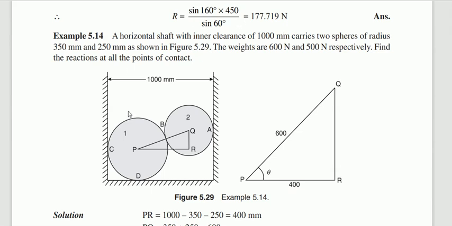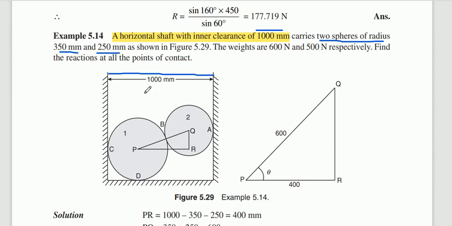So what is given? A horizontal shaft with an inner clearance of 1000 mm. You can observe here, this is the horizontal shaft, a box or any shaft. The inner to inner distance of this horizontal shaft is 1000 mm, that is given. This horizontal shaft carries two spheres of radius 350 mm and 250 mm as shown in the figure.